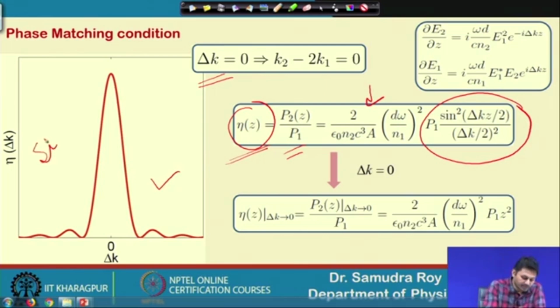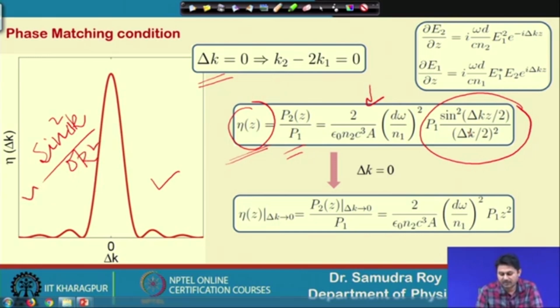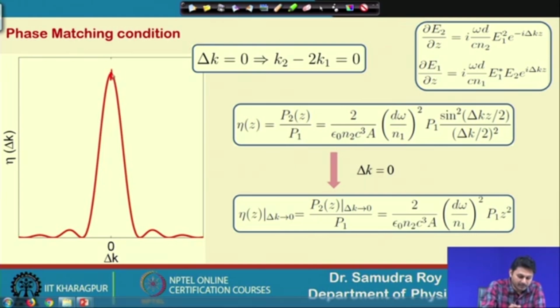So, it is of the order of sine square delta k divided by delta k square. So, it is something like this. Here instead of delta k we are plotting delta k z by 2 and delta k by 2. So, now if we plot these things we can see very clearly that we have a maxima here. At this point the function reaches a maxima, and at the other points you can see that the efficiency has very small values.